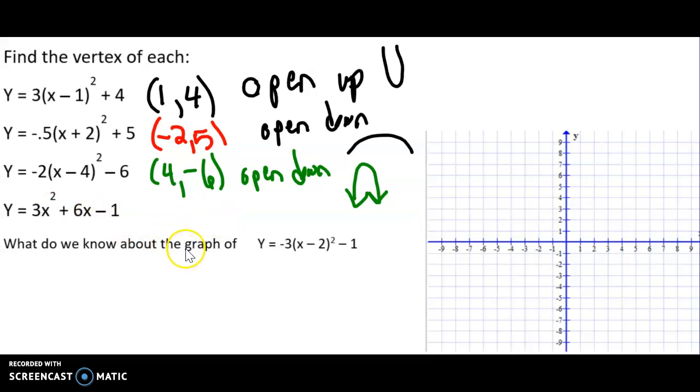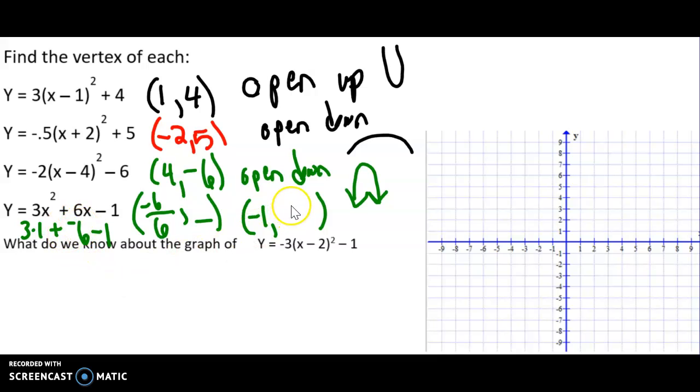The vertex here, oh sugars, I'm going to have to do the opposite of b divided by 2 times a. 2 times 3 is 6. I don't know the y coordinate, but I know that the x coordinate of my vertex is -1. To find the y coordinate, I'm going to put -1 in for x. -1 squared is 1. 6 times -1 is -6. So I have 3 plus -6, -3, minus 1, what's that? -4. So the vertex here is (-1, -4). It's opening up and very skinny. Okay, 3 is positive. All right.